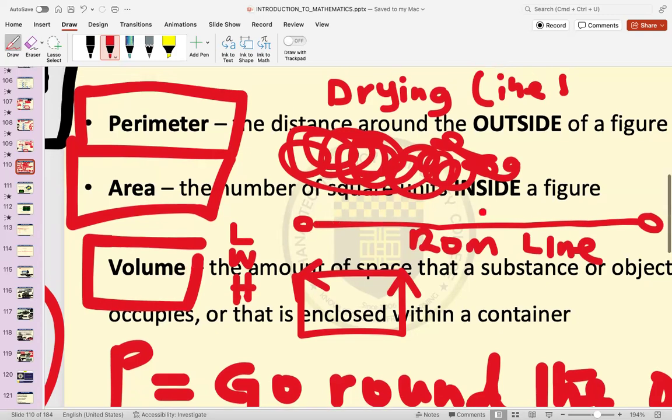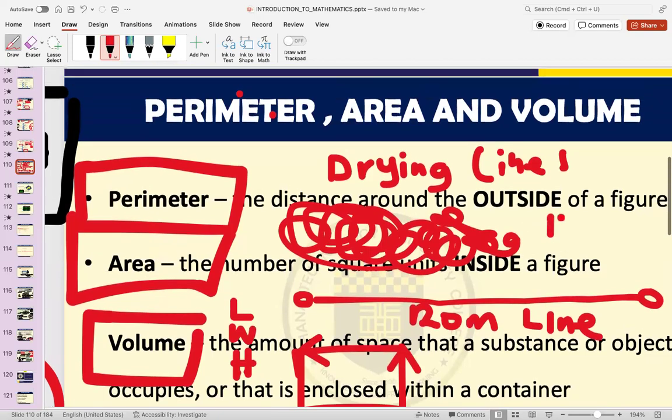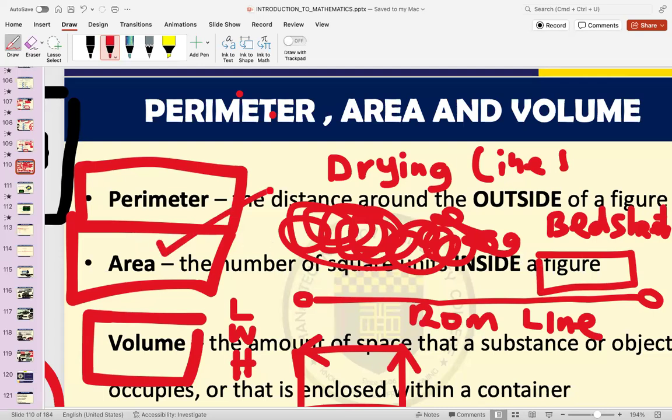And so if I want to manufacture a bed sheet, a bed sheet has only two directions. I just need the length and I need the width, and I'm done with the bed sheet. So that one you use area calculation to do that.